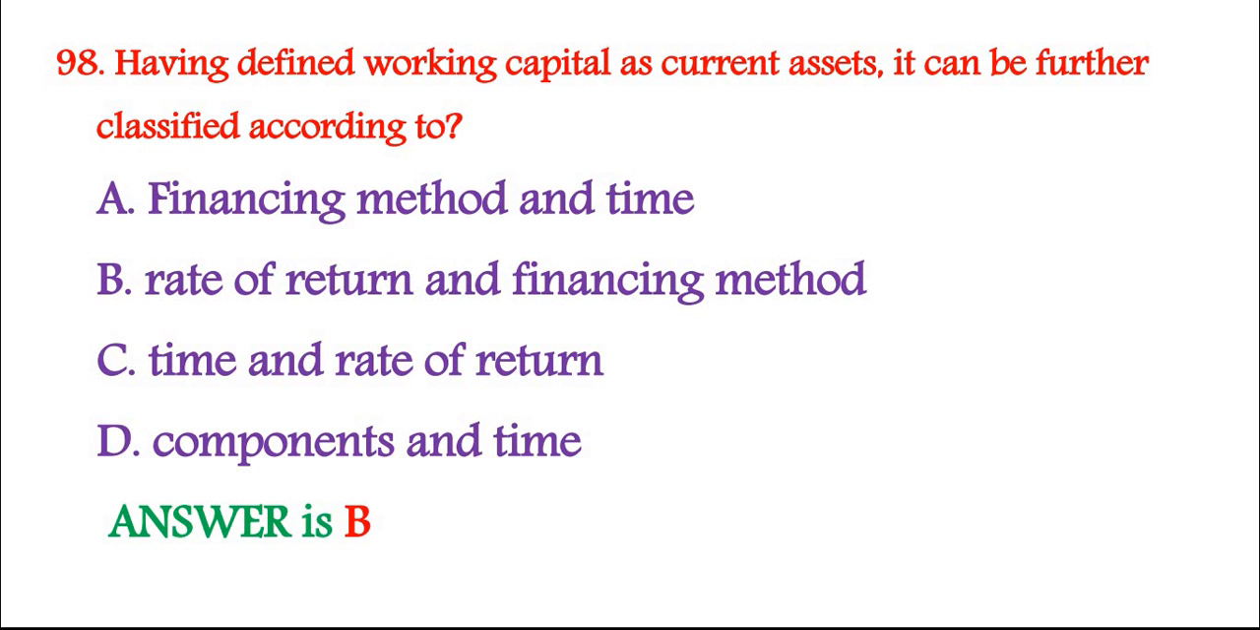98. Having defined working capital as current assets, it can be further classified according to: A. Financing method and time. B. Rate of return and financing method. C. Time and rate of return. D. Components and time. Answer is B.